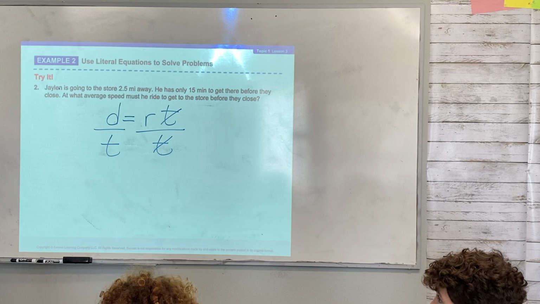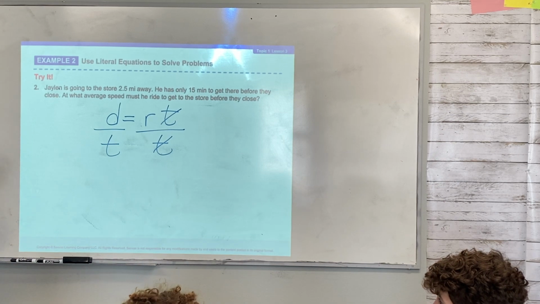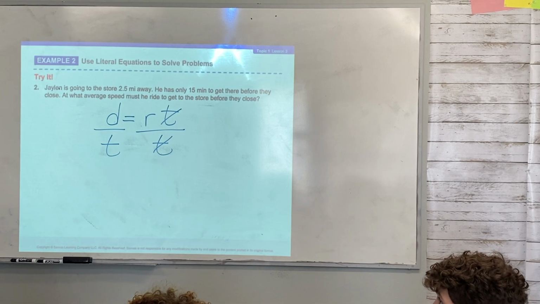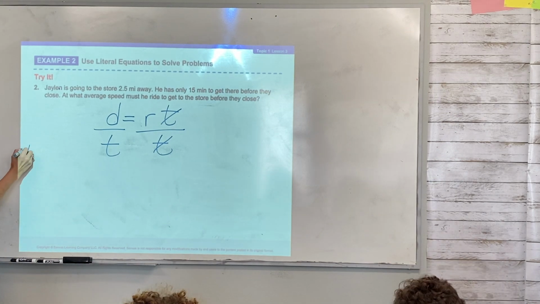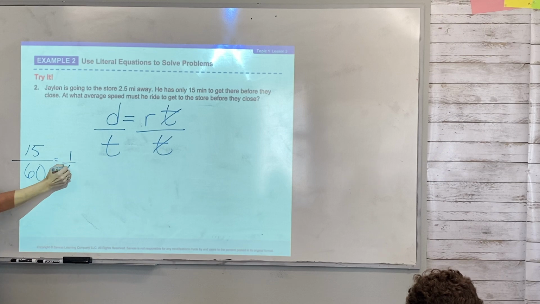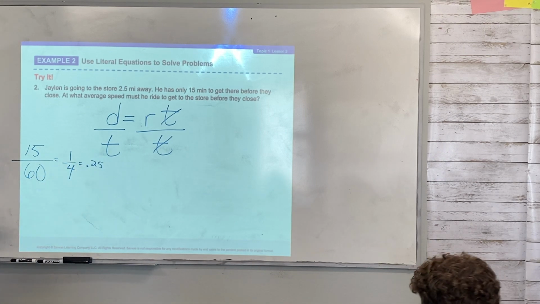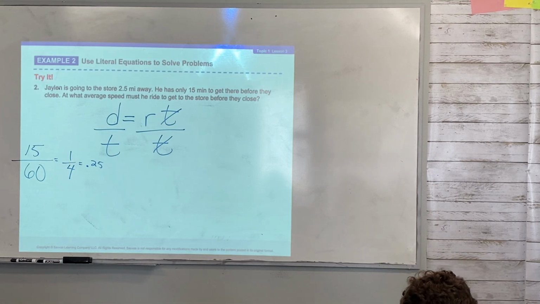You're both correct, because 15 minutes is 0.25 hours. How do we know that? 15 minutes out of an hour, which is 60 minutes, would reduce down to 1/4, which is 0.25 hours. And we always put it in hours.